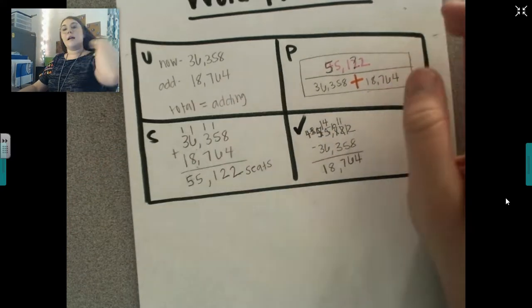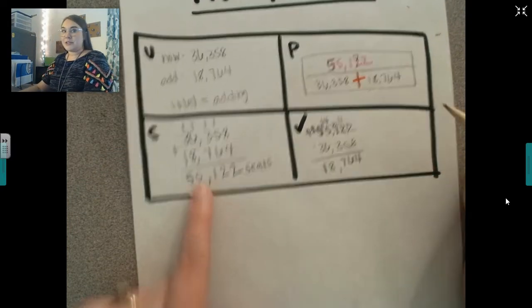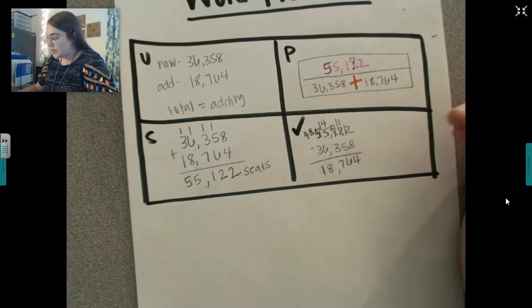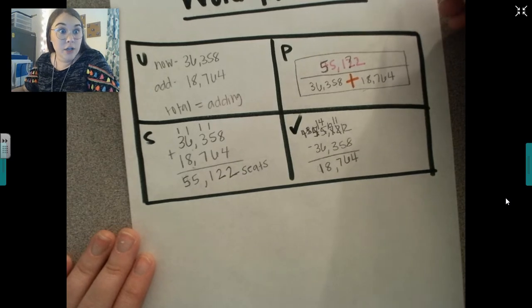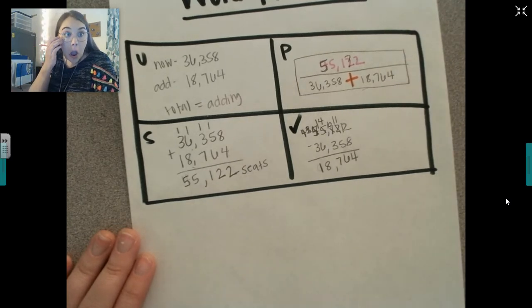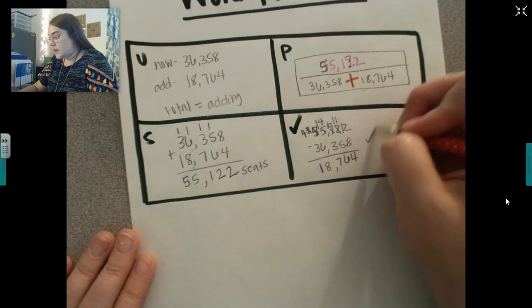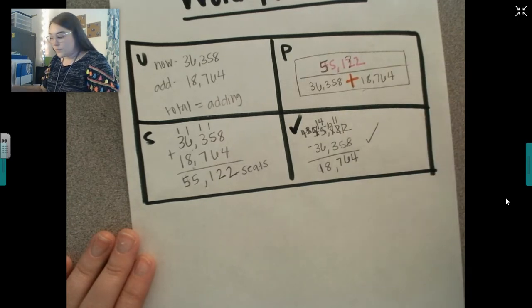Oh my goodness, I'm glad that I caught that. So our answer is actually 55,122 seats. So when I checked my answer, was it correct? No, but did I change it and get the right answer now? Yes. So we are good. We checked it and we're good.